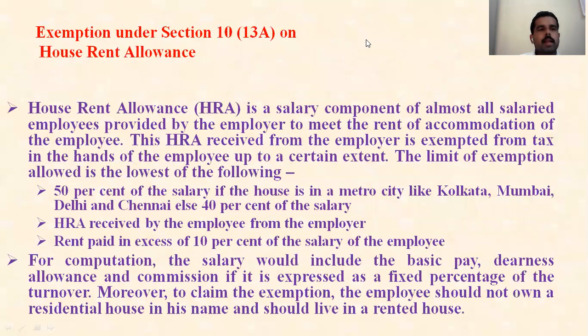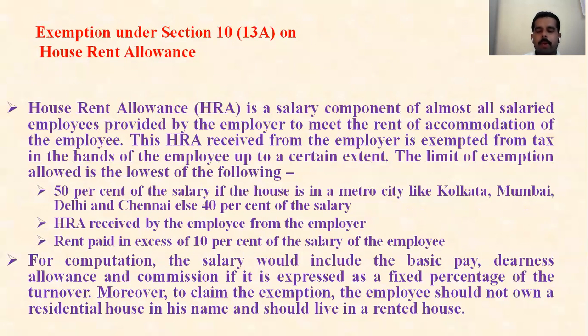Okay, the next one, exemption under section 10(13)(a) on house rent allowance. House rent allowance, nothing but HRA, is a salary component of almost all salaried employees provided by the employer to meet the rent of accommodation of the employee. This HRA received from the employer is exempted from tax in the hands of the employee up to a certain extent. The limit of exemption allowed is the lowest of the following: 50% of salary if the house is in a metro city like Kolkata, Mumbai, Delhi, Chennai, else 40% of the salary here. Suppose your salary is 50,000, then 25,000 will be exempted for HRA.